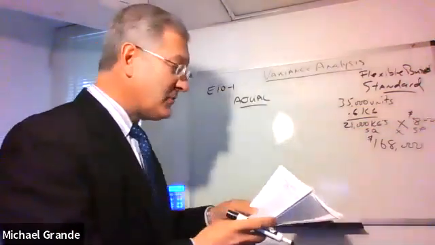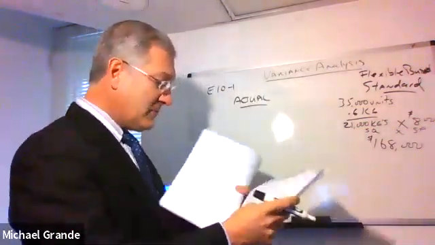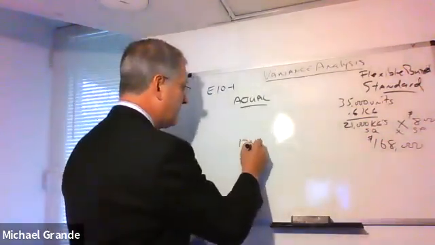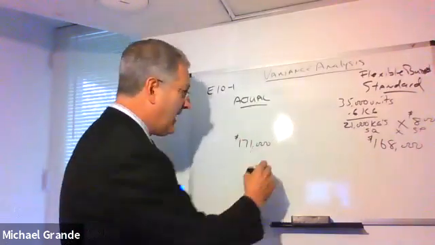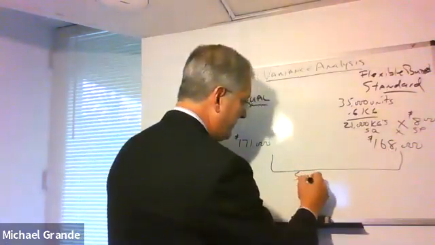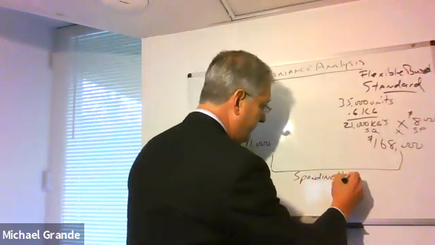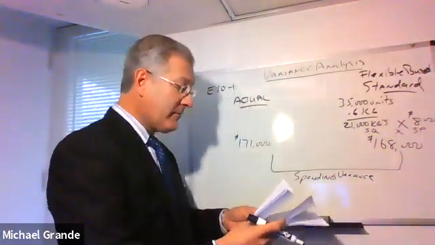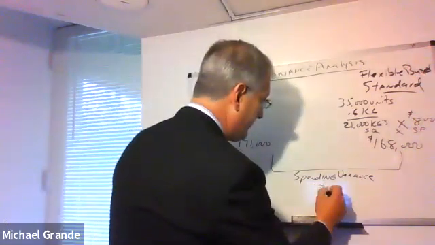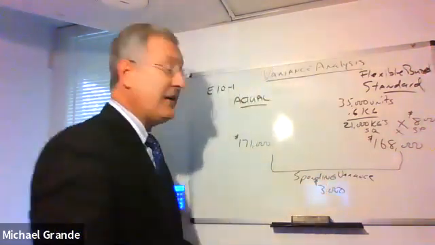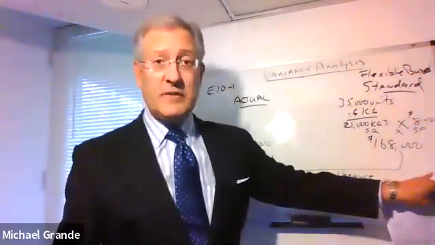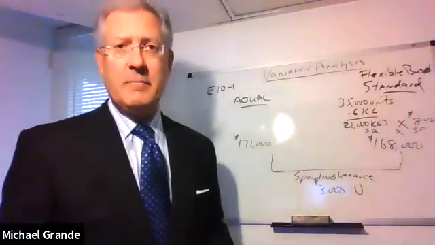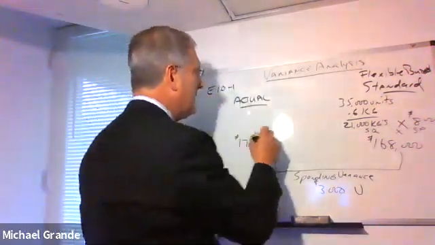Well, what did they actually spend? They said the plastic cost the company $171,000. So you have a spending variance, the overall variance of $3,000. Is it favorable or unfavorable? Well, they should have spent 168. They actually spent 171. So this is unfavorable. But we're interested in the price variance.